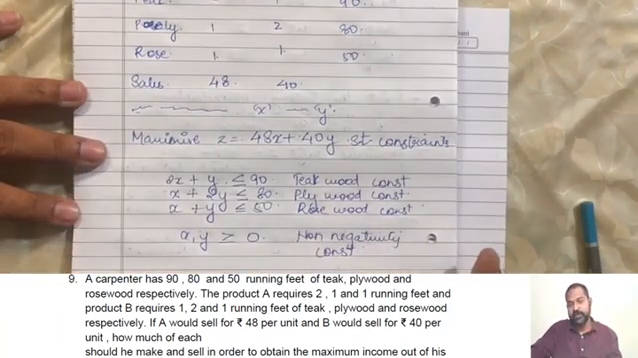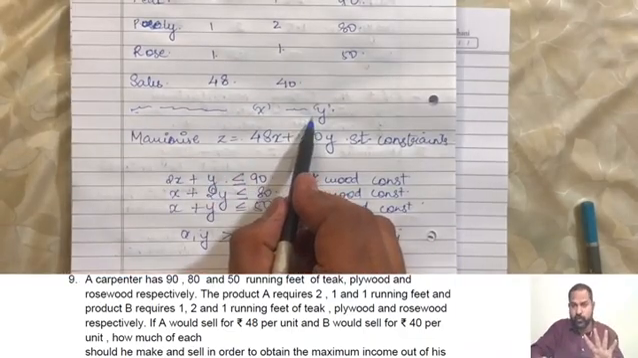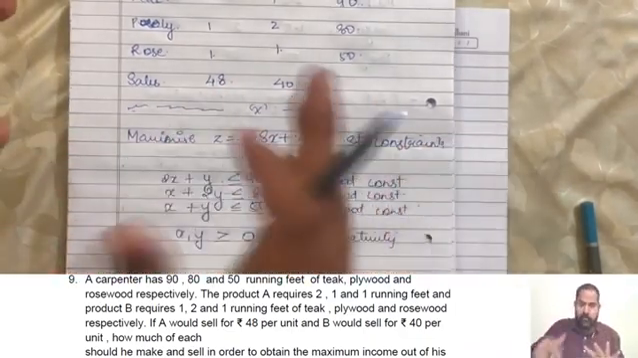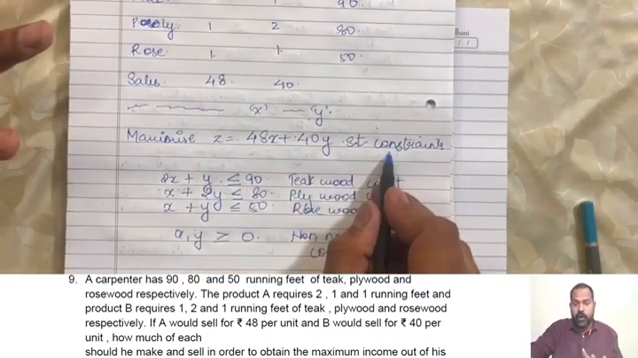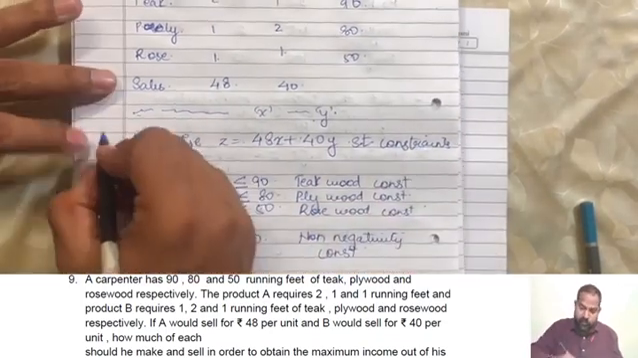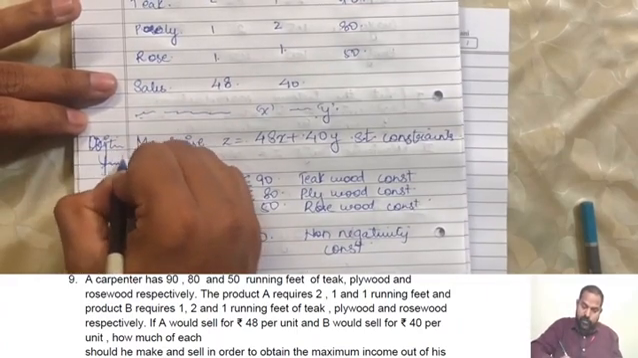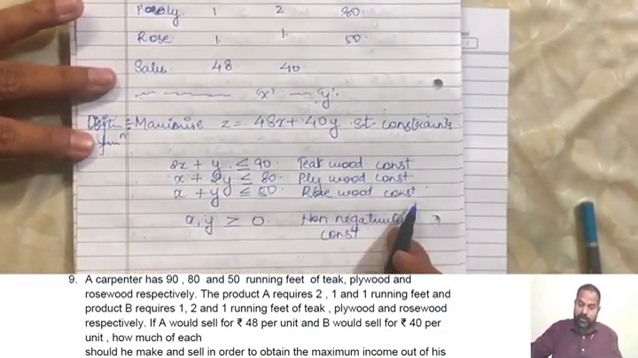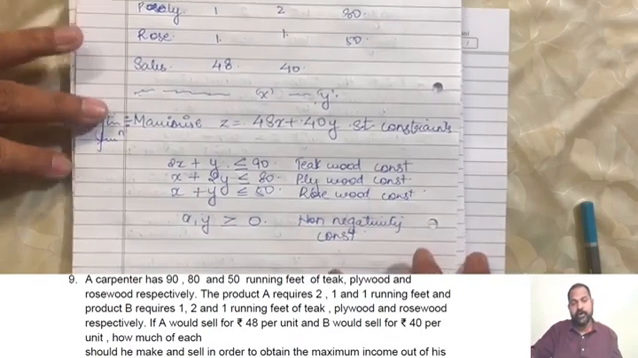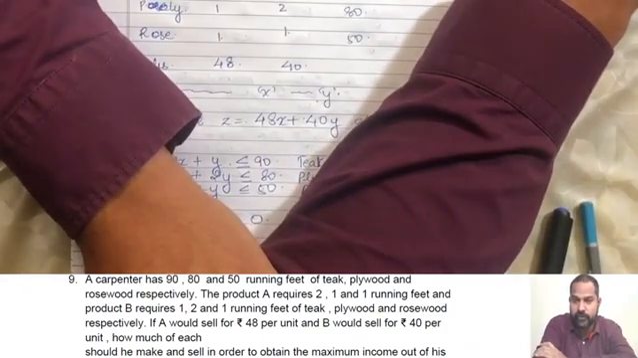And that is the formulation that they are expecting. 4 parts, always remember. Part number 1, who is X, who is Y. You can use other notations also. I will show you a question with different notations. But then whatever you use, you have to tell them that you have used this. Number 2, maximization, so your objective function. Then your teak wood constraint, plywood constraint, rosewood constraint, and your non-negativity constraint. That is question number 9. Let's move on to the next question.